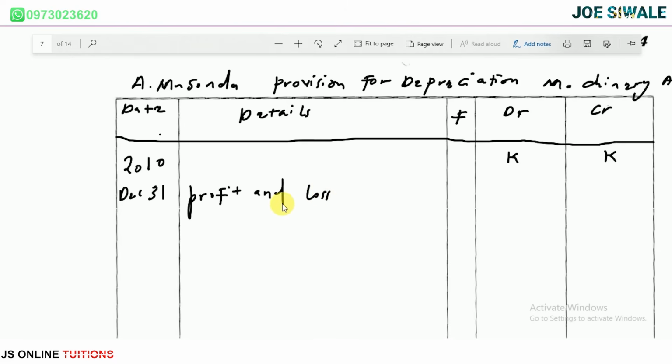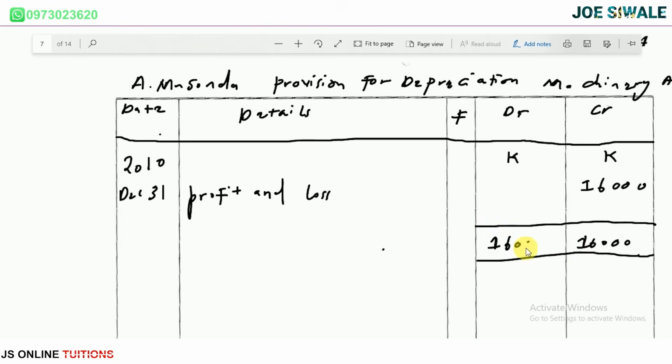And since at the start I said that the double entry system for depreciation is that you debit the profit and loss and credit the provision for depreciation, so we are going to credit 16,000 there. And after we do that, we're going to find our total. So our total there is going to be 16,000 on both the credit side and the debit side.